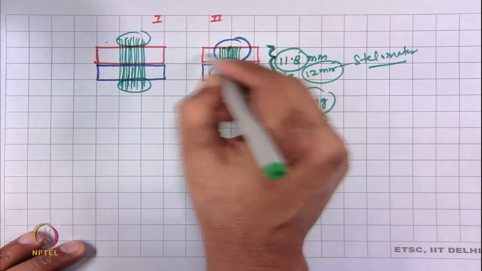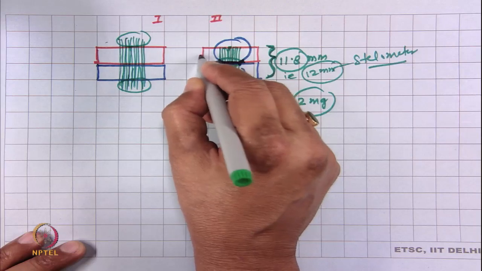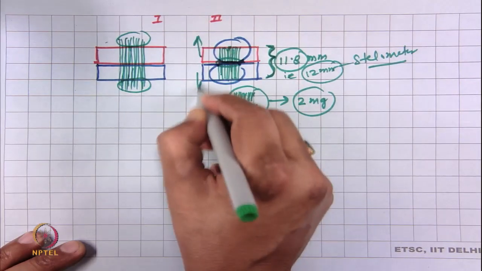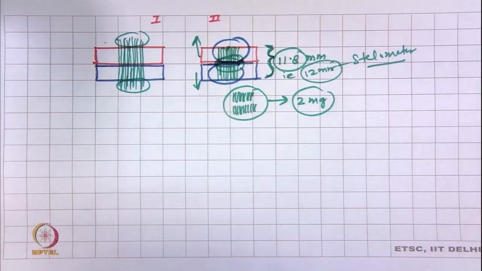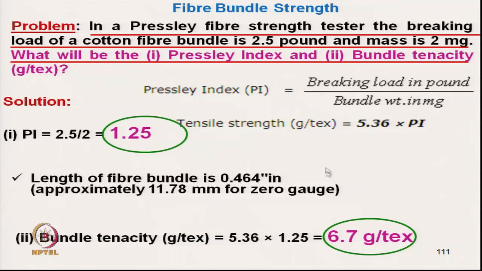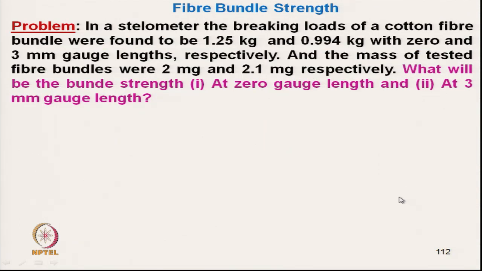When in the instrument, this will be loaded and the load will be measured here, the separating load. So, that is the situation here. This is the bundle strength, it is coming out to be 6.7, we can directly use this formula. Next numerical is on Stelometer.